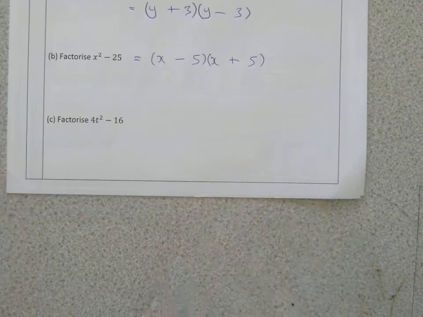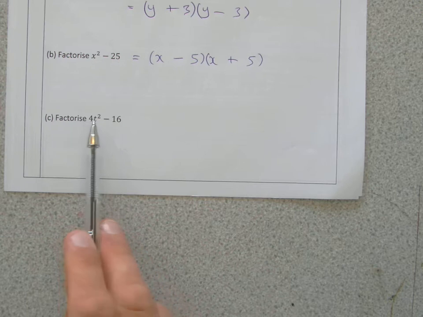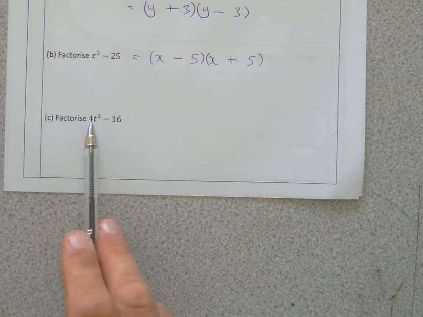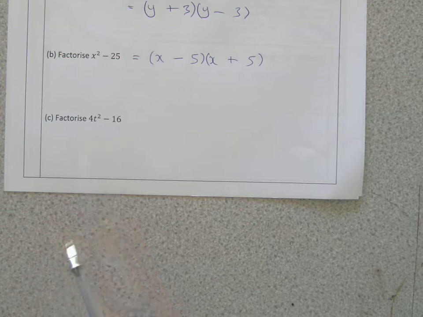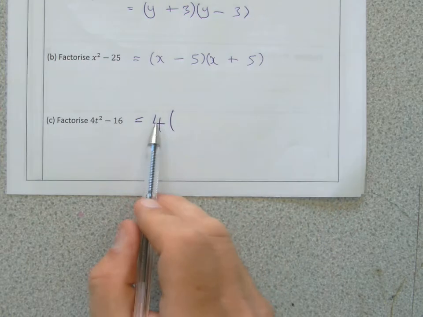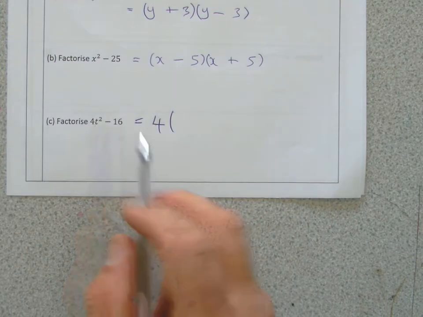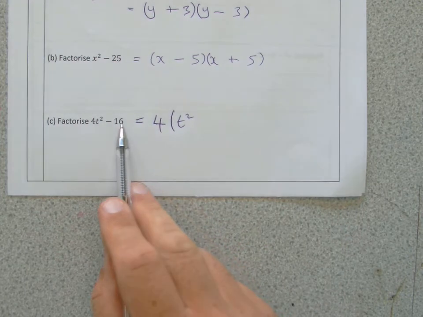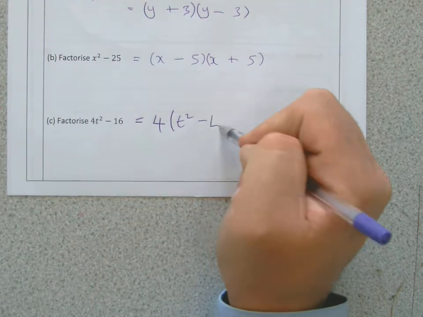When it comes to c, now I'm going to be a bit more careful on c, because straight away I can see actually there is a common factor here. Can you see when you look here? 4? You can take 4 out, can't you? So if we take 4 out, we have a bracket. What do I times by 4 to get 4t squared? Well, that'll be t squared. What do I times by 4 to get minus 16? Well, that'll be minus 4, okay?